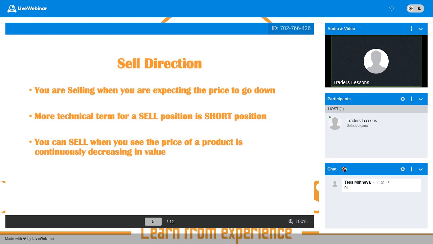Okay, so you can sell when you see the price of a product is continuously decreasing in value. If you see there is a so-called trend dropping down, that the pattern you see with this particular product is for dropping, this is when on a trading platform you can open a sell trade and still make some profit, some income, from the drop of the price.